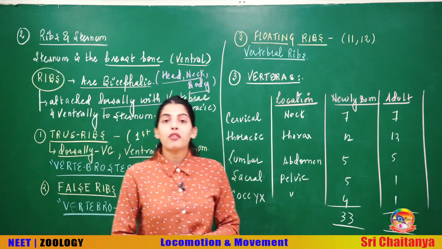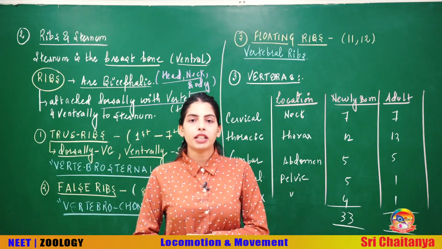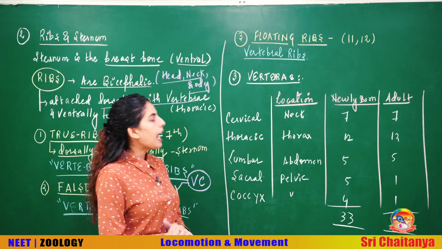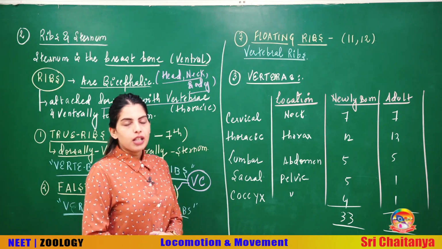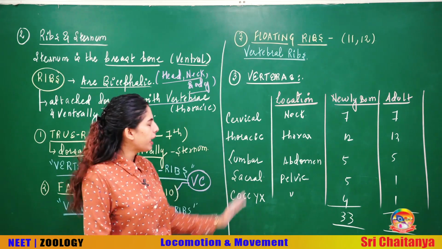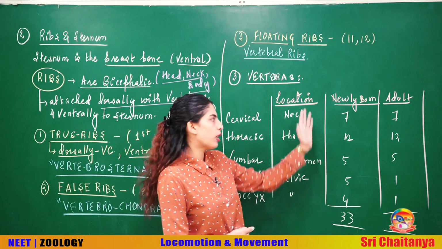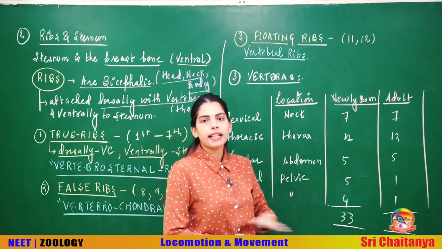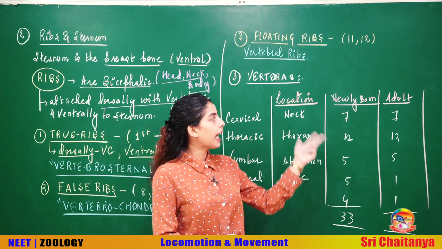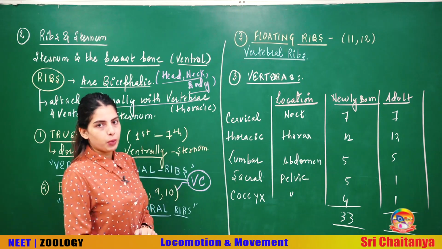Now, talking about the vertebral column, you have the vertebrae, which are different at the time of birth or fetal stage, and in the adult it is different. First I have written the name of the vertebrae, their location, their number during the fetal stage or in the newly born, and their number in the adult stage. There is a difference in the number of vertebrae of the adult and the newly born or fetal stage.